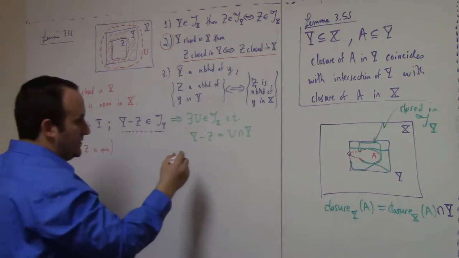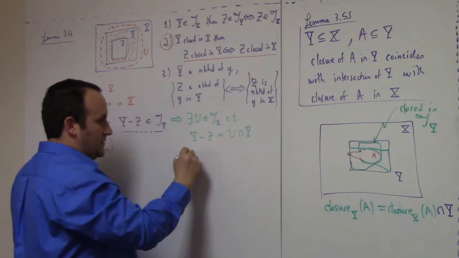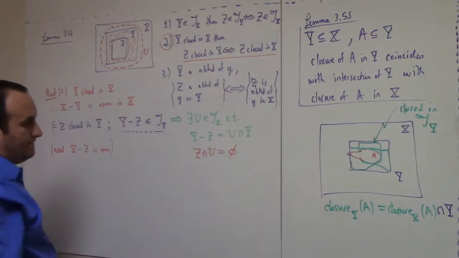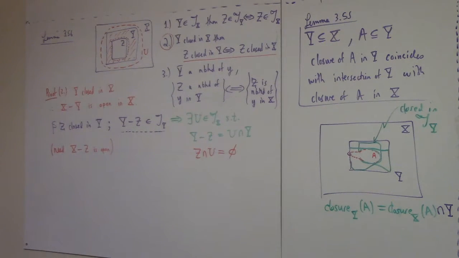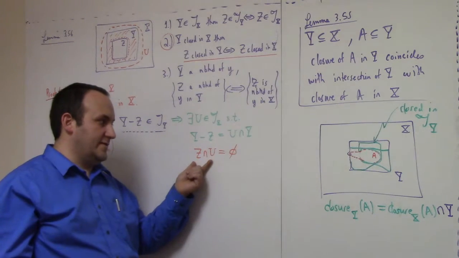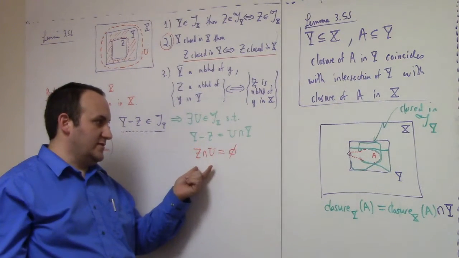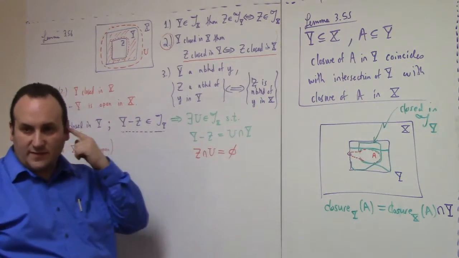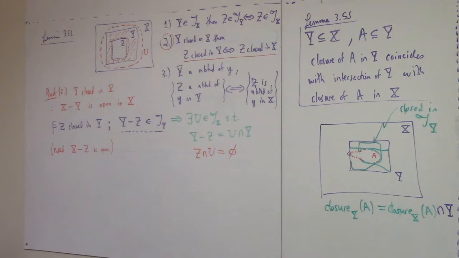Certainly the intersection Z intersect U has to be what? Z is a subset of Y. Since Z is a subset of Y, if there was a point in this intersection, that would mean you had a point which is in Z in this intersection, but by definition that can't be the case. So that's empty.